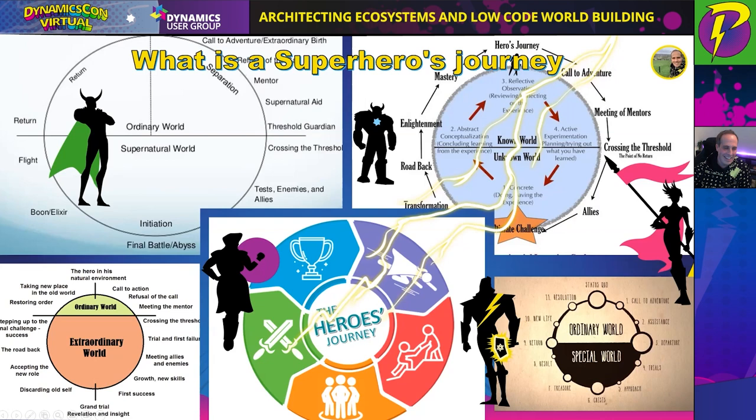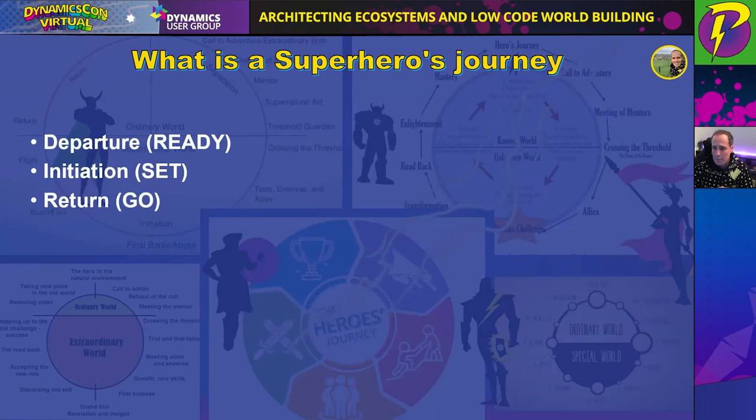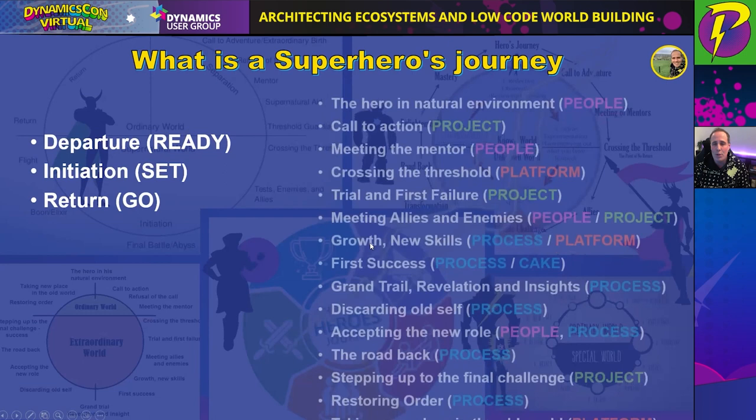But let's take a look and let's try and combine the two worlds together and take a look at how they do relate. So the superhero journey is all about that departure. It's then the initiation and the return back to their new life. That definitely corresponds with the ready, set, go that Microsoft would talk about in their creator manual. We'll then take a look at these 16 steps as well. You've got 16 steps, but again, each of these 16 steps relate to those four Ps.